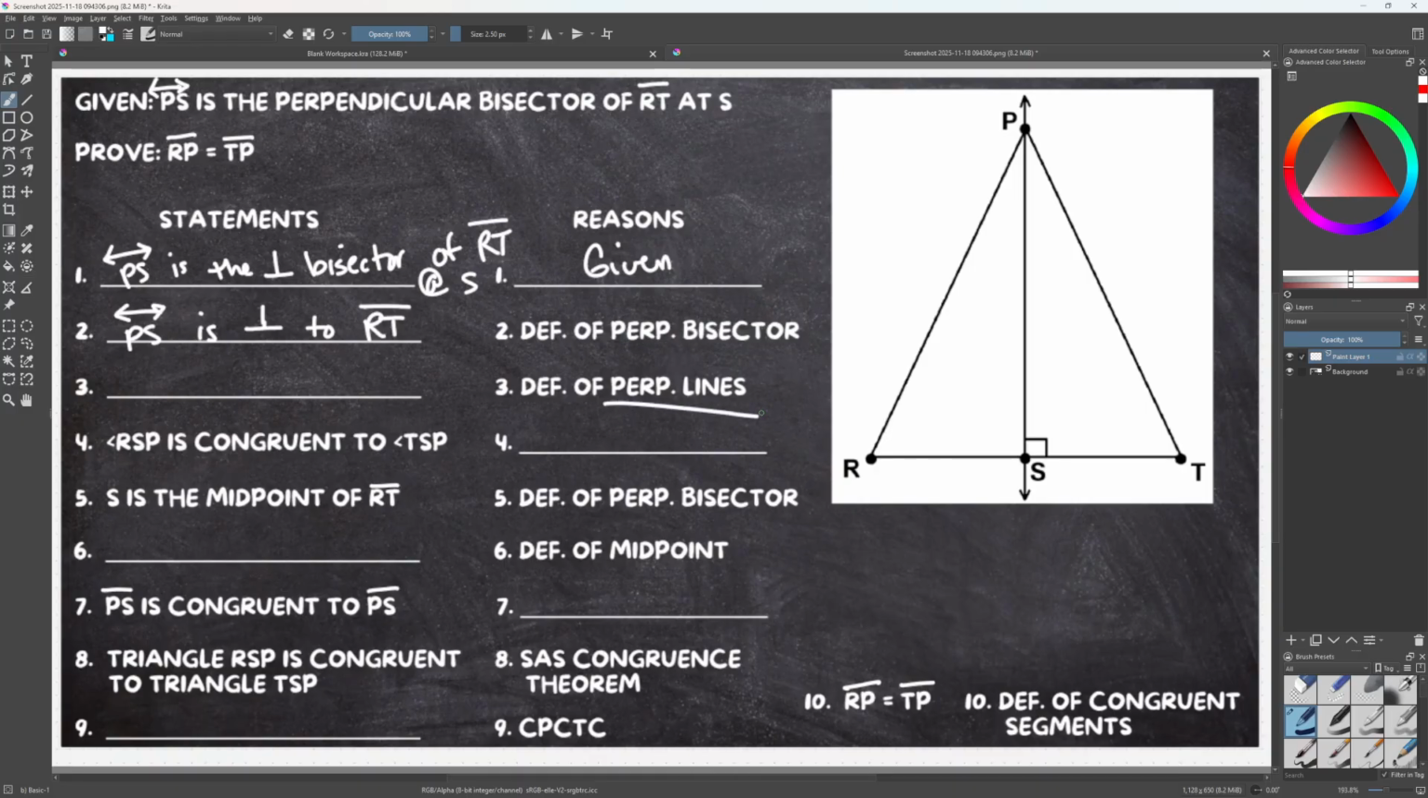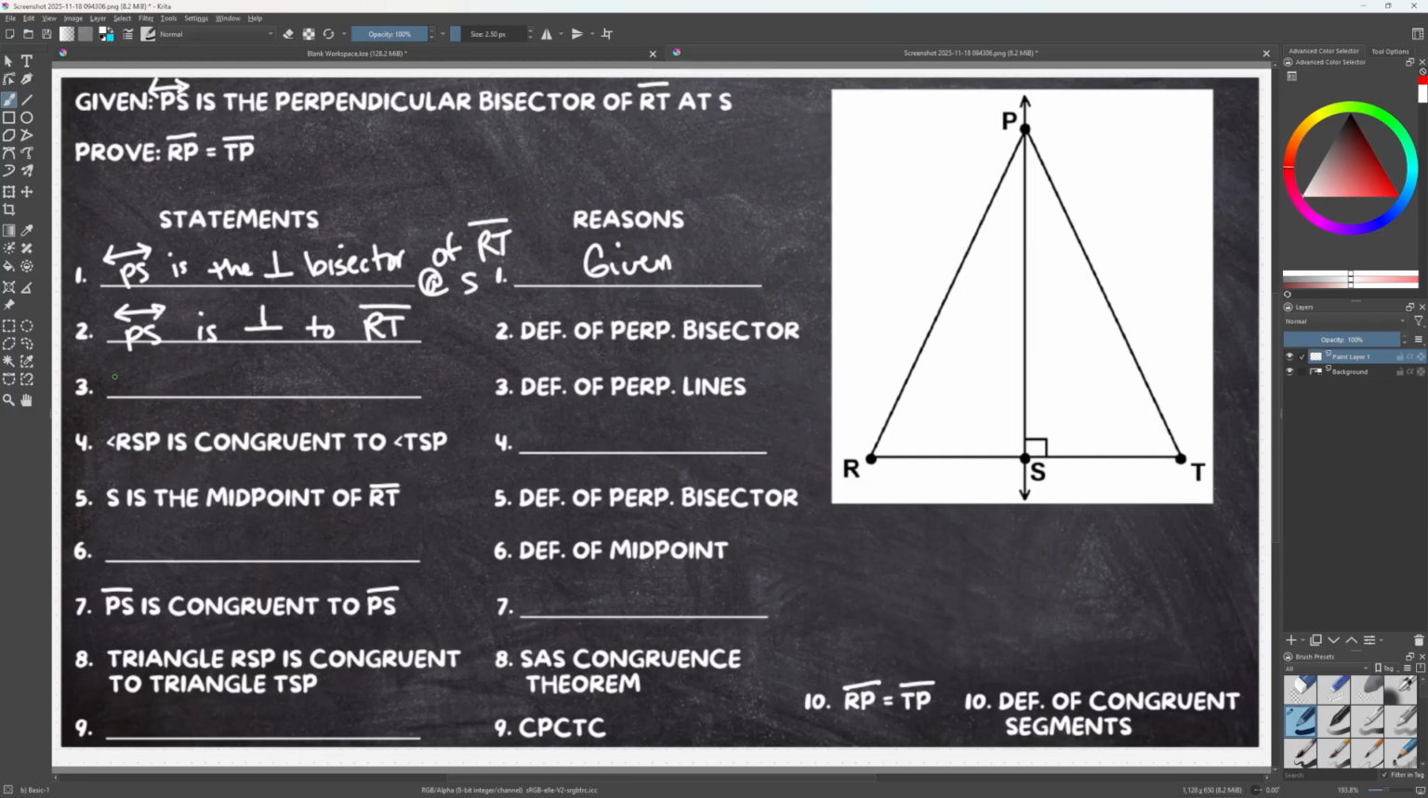Now, the next line, the reason that they give you is the definition of perpendicular lines. When we're talking about lines that are perpendicular to each other, there's a couple of things that we can conclude from it. The big thing, though, is that we have two right angles. When we look at this picture, you're going to see this little box right here. So this angle here is going to be a right angle, and that angle there is also a right angle. That's the next thing that we can conclude and show in this proof.